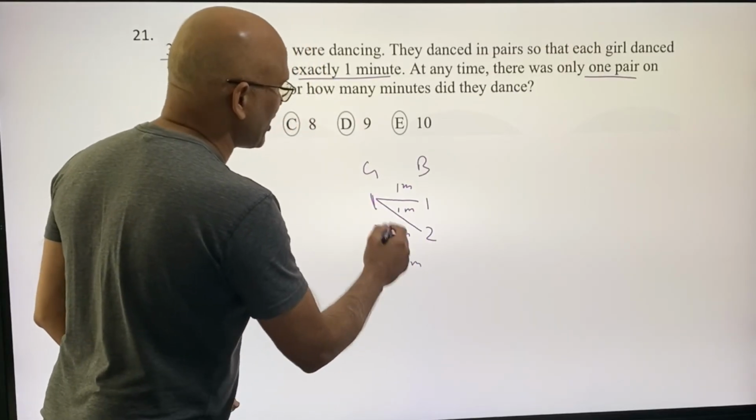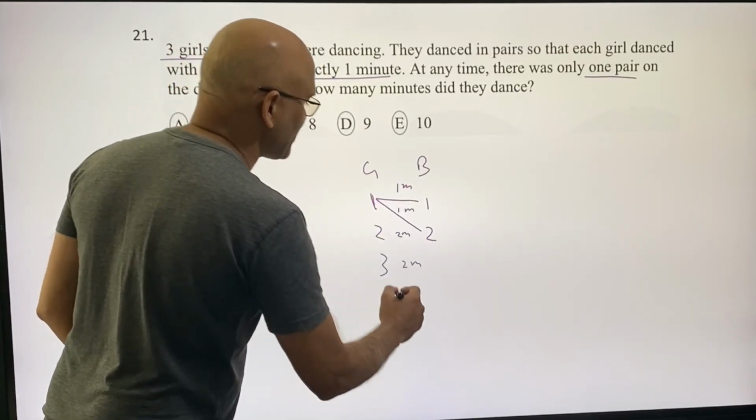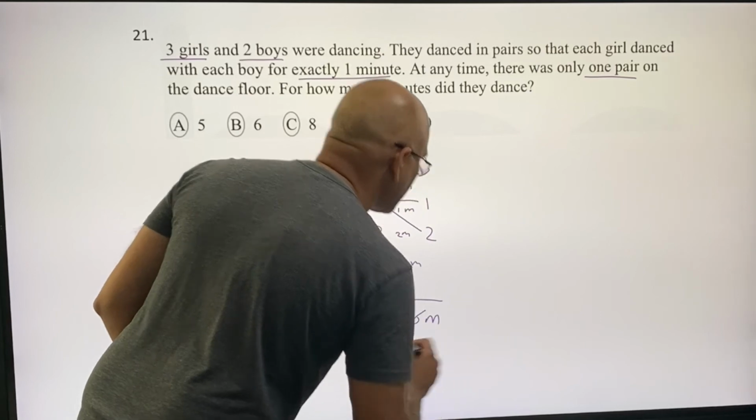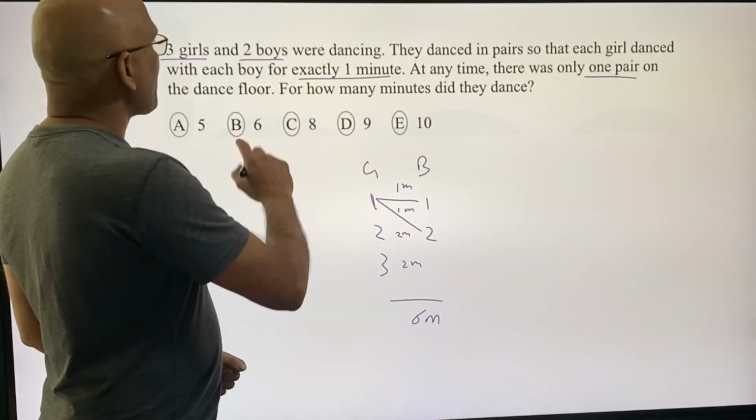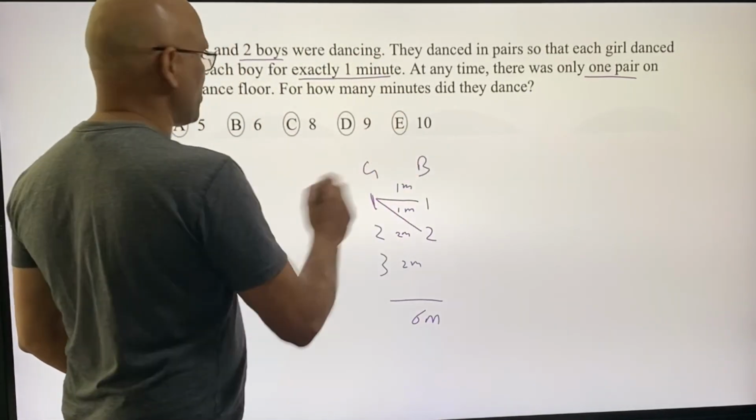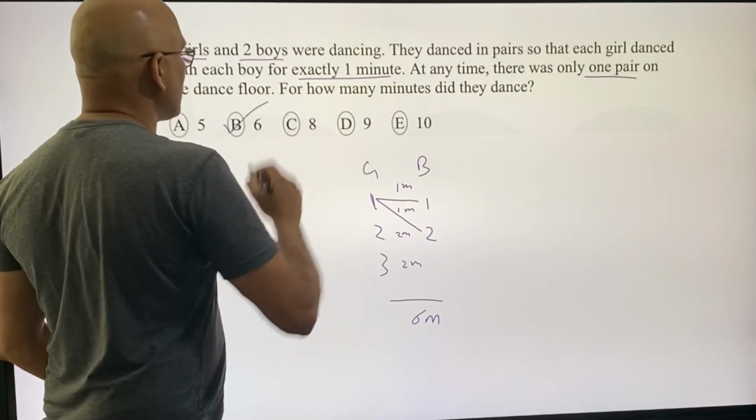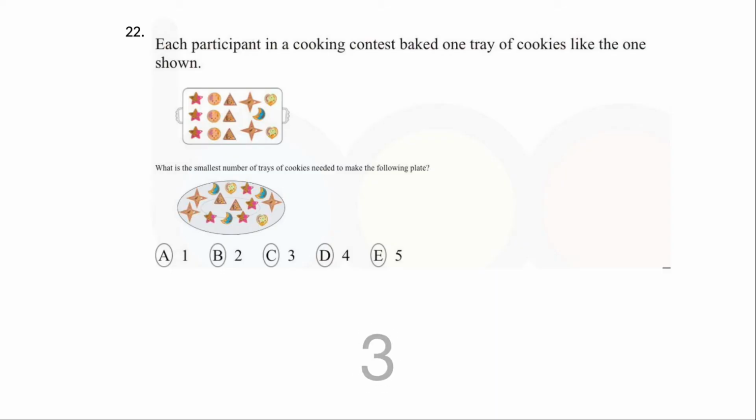So this is a total of 1, 2, 3, 4, 5, 6. Total of 6 minutes, right? So for how many minutes did they dance? They must dance for a total of 6 minutes. B is the correct choice.